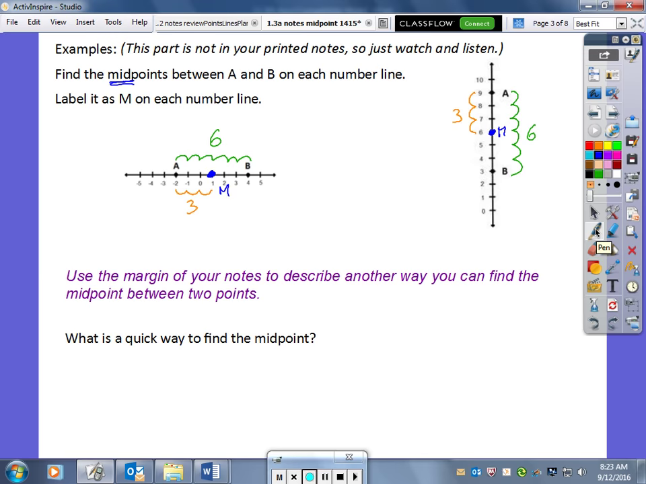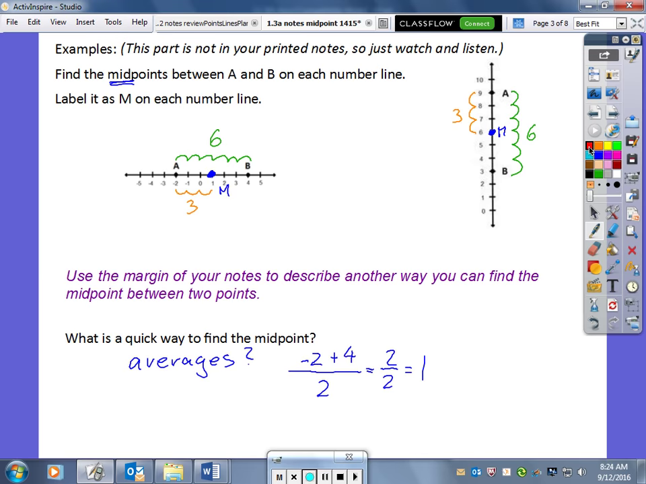Maybe you thought about averages. How can we use averages to find the midpoint of 2 points? We'll take the coordinates of the 2 points. I'm going now to the left example. The coordinate of A is -2. Add that to B, which is 4, and divide it by 2. -2 plus 4 is 2, divided by 2, that's 1.